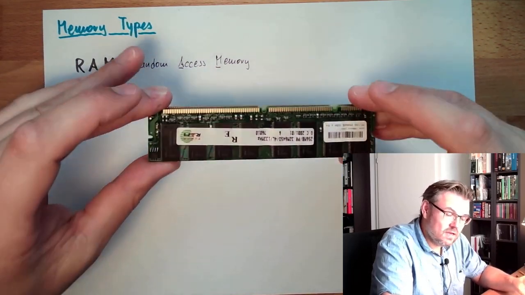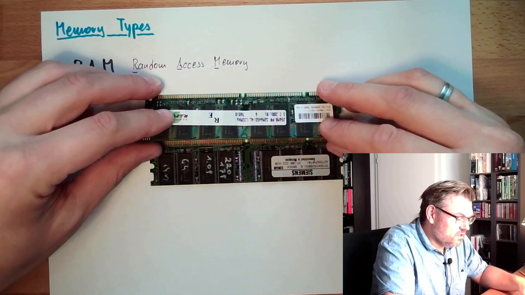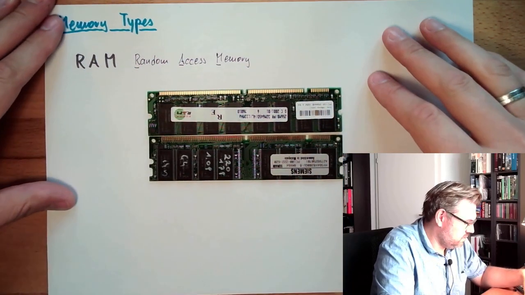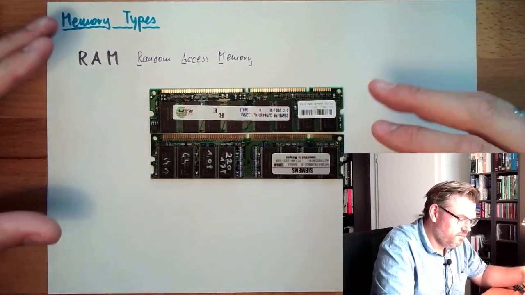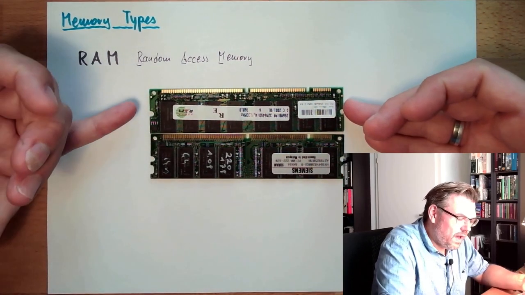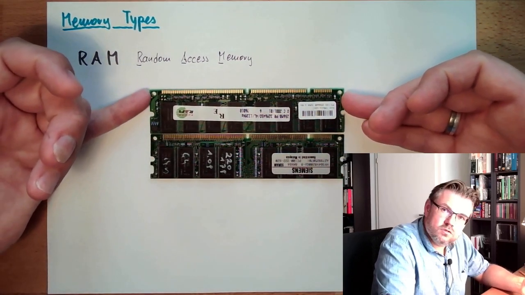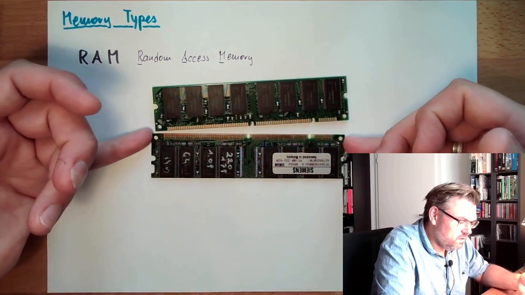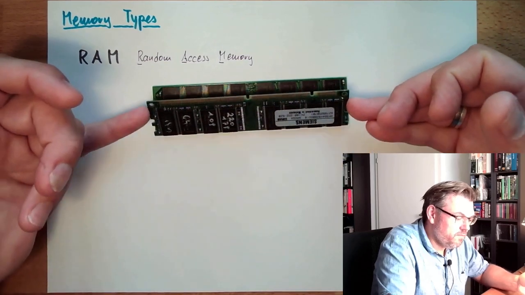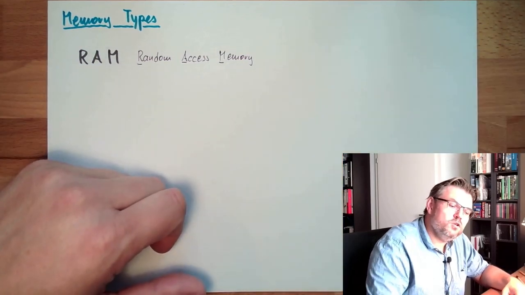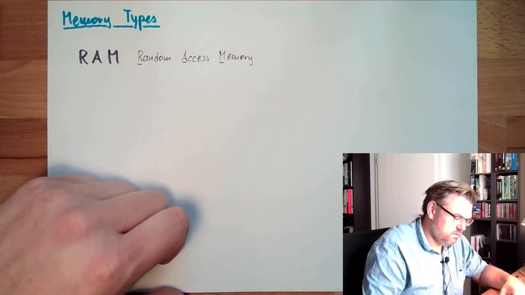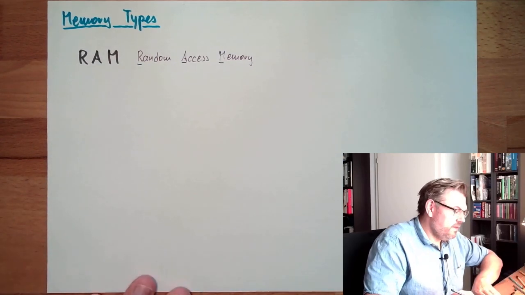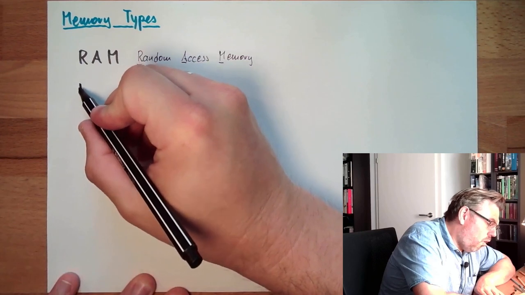And it's very fast. However, if it's not supplied by power, it's gone. So if it needs to be supplied by voltage, then it's remembering. It's a memory. If the power supply is gone, it's not remembering at all. Then everything which was stored inside is gone. Okay? RAM, random access memory.